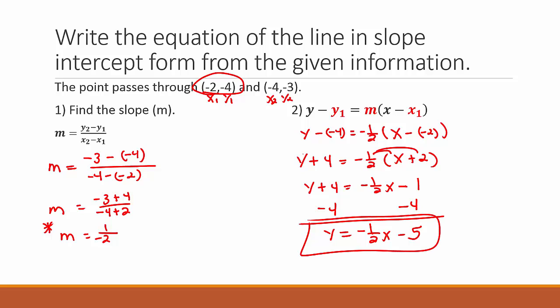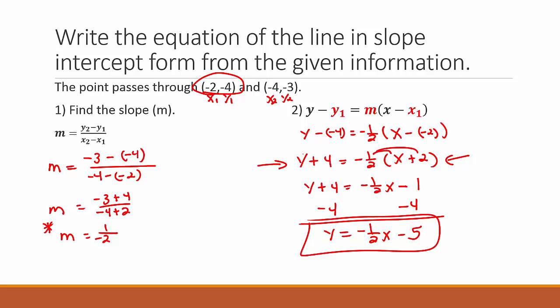So the equation of the line that goes through those 2 points is y equals negative 1/2 x minus 5. And that is in slope-intercept form. Now, you may be asked just to leave it in point-slope form. So remember, if you're asked that, then that would have been right there: y plus 4 equals negative 1/2 times x plus 2.